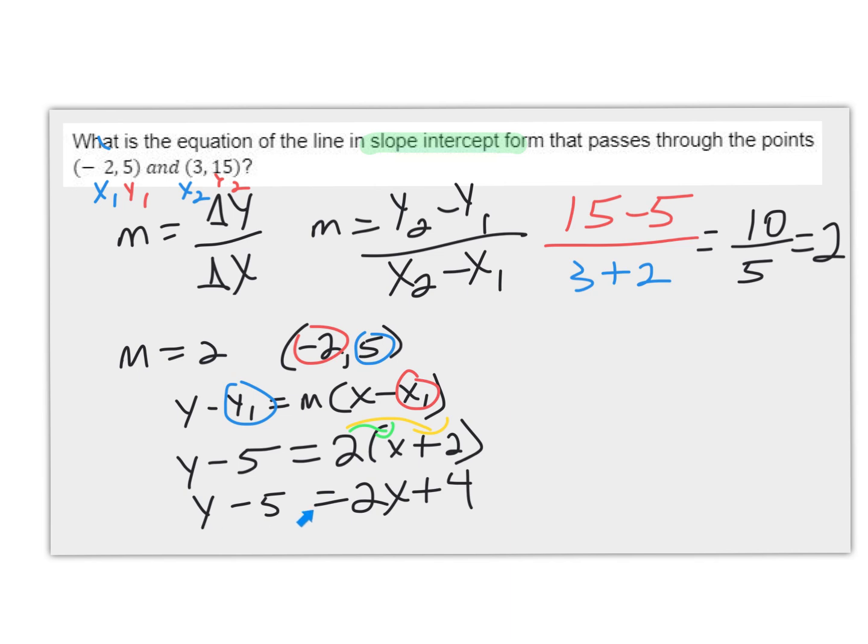And then the last thing I would need to do, we need to solve this equation for y equals, so we get rid of this minus 5 by using the inverse, which is to add 5. We have to do that to both sides. And my final equation will be y equals 2x plus 9. All right, that is definitely a review of writing the equation when you're just given 2 points.